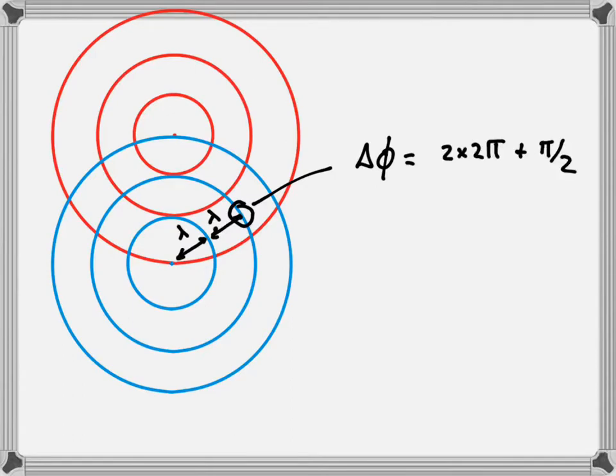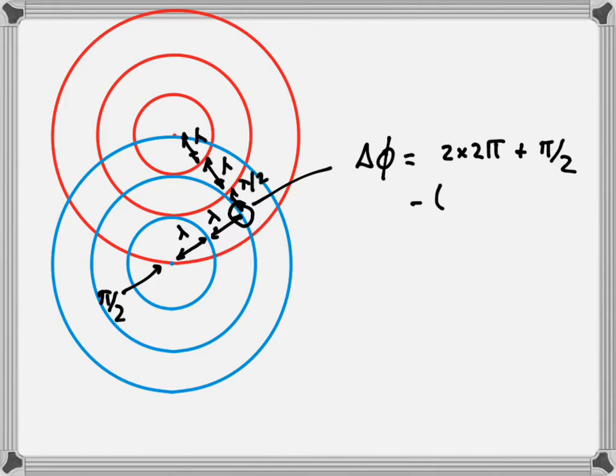That's 2 lambdas, which gives us 2 times 2 pi phase. And we're adding the phase of the middle point, which again, we're assuming is a crest, which gives us a phase of pi over 2. And we're going to subtract the phase at that same point due to the red wave. So we count how many lambdas we are away from the center.